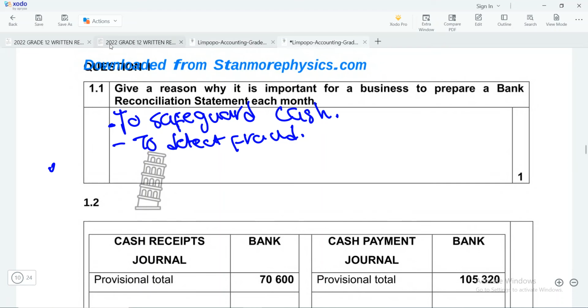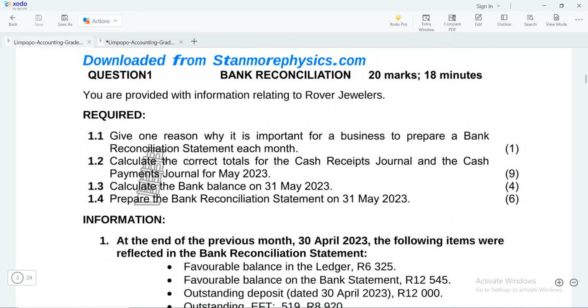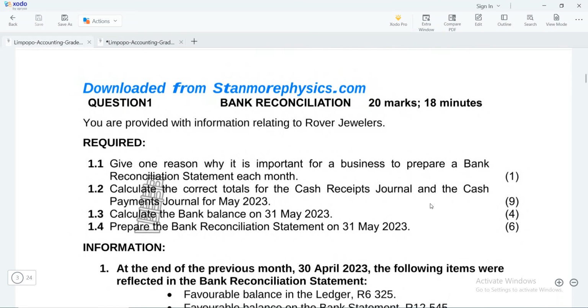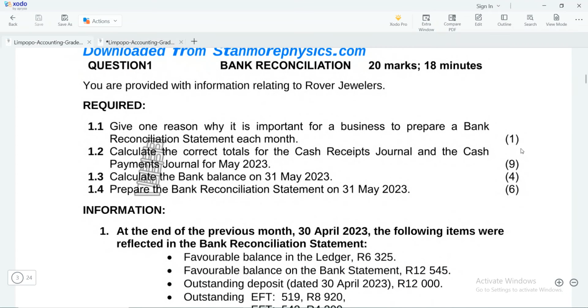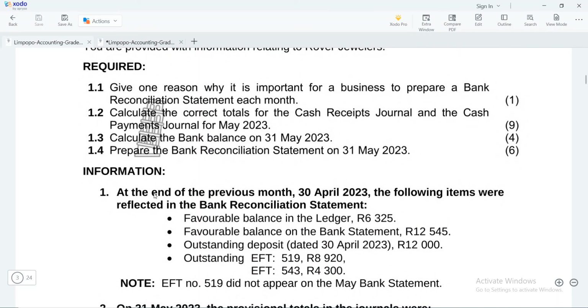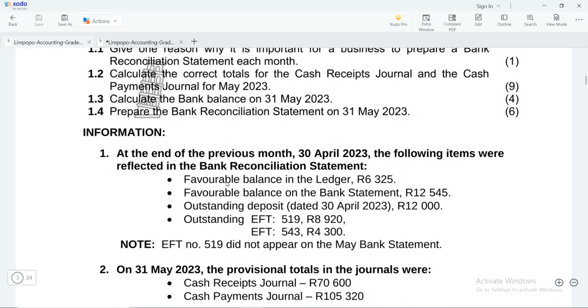Okay, now the next part says that we must calculate the correct totals for the cash receipts journal and the cash payments journal, and then after that you need to calculate the correct bank balance, and then you also need to prepare the BRS on the 31st of May 2023. Very important, and these are the marks that are allocated to this. So now here, this is the information that they've given us.